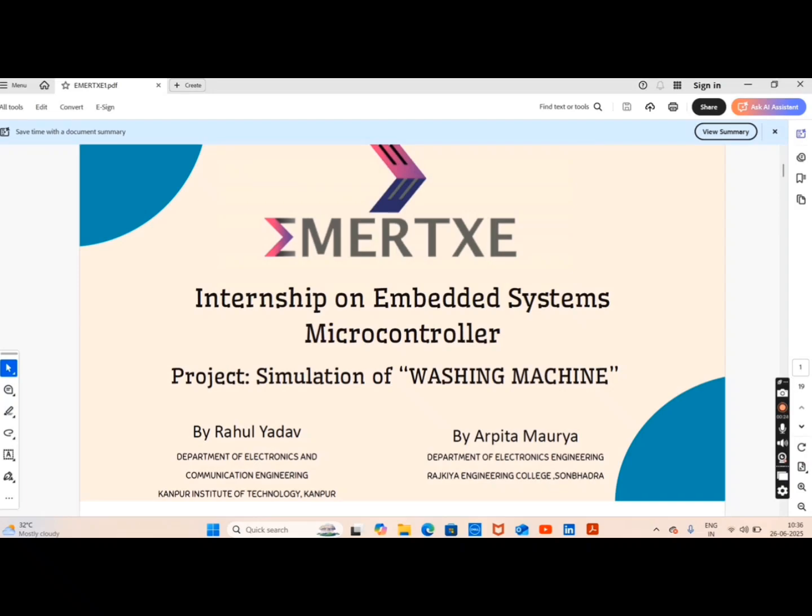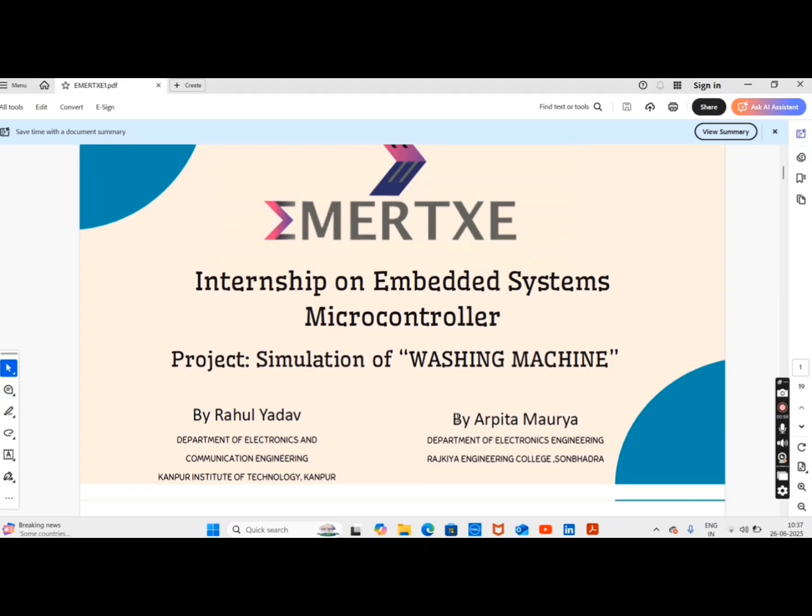In that embedded internship, we built a project based on a microcontroller, which is a washing machine. Now we come to our PPT, that is, the presentation. The first slide says we are working on an embedded system microcontroller project, that is, simulation of a washing machine. We worked in a group. My group member's name is Rahul Yadav and my name is Arpita Maurya. We are from different colleges.